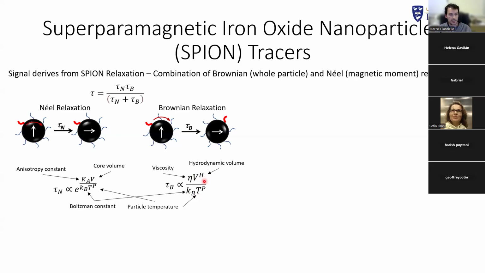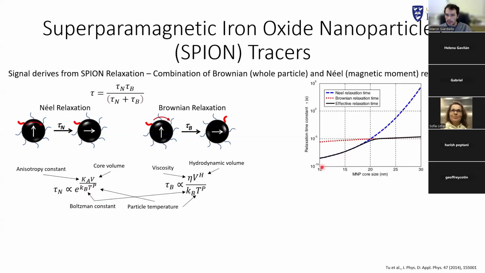It's kind of logical. When it comes to Néel relaxation, it is related to the core volume, but it's also related to the anisotropy of the particle itself. And obviously there's an energy barrier that you need to overcome in order for that Néel relaxation to actually occur.